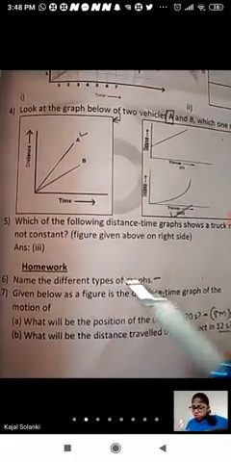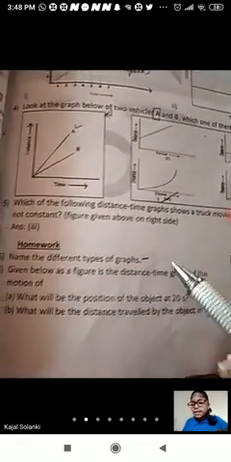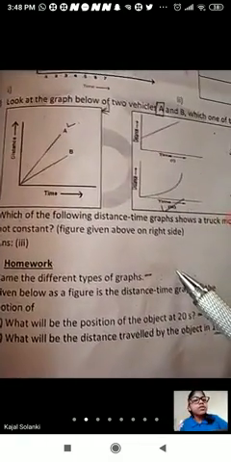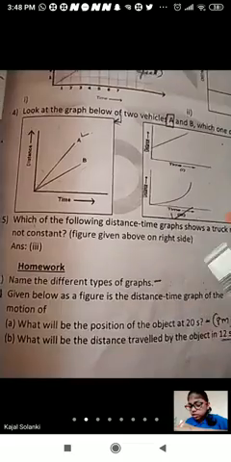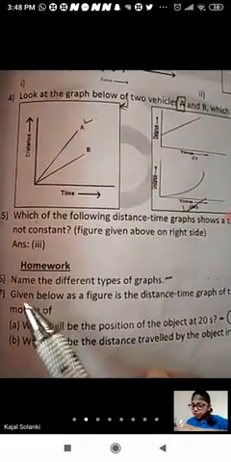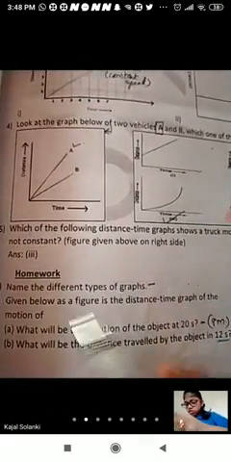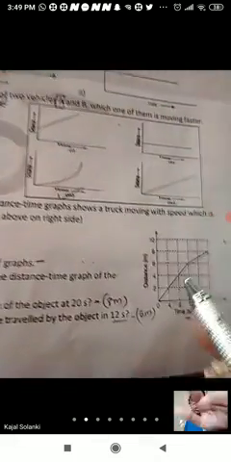Name the different types of graphs. Very simple. All these three names you have to write. Yes. Pie graph, bar graph, line graph. Okay. Then below given as a figure is the distance time graph of the motion of the object. So from this you have to answer the question.